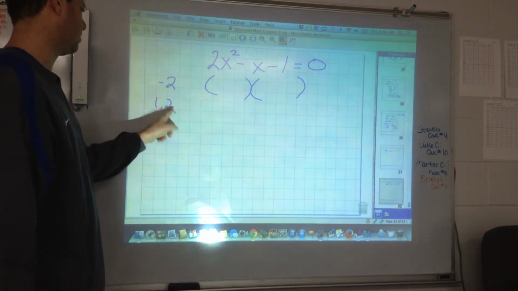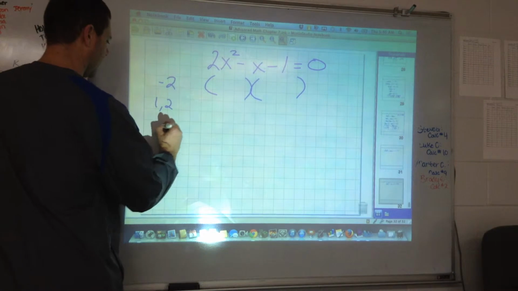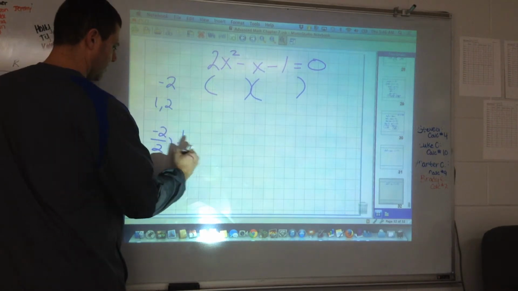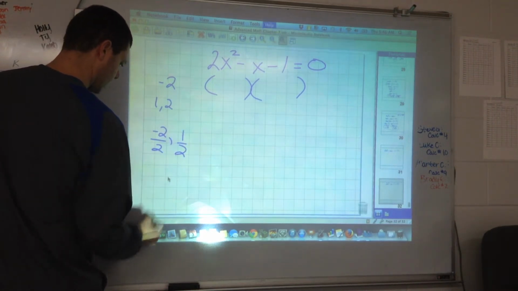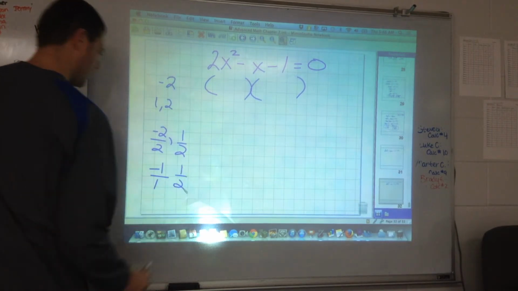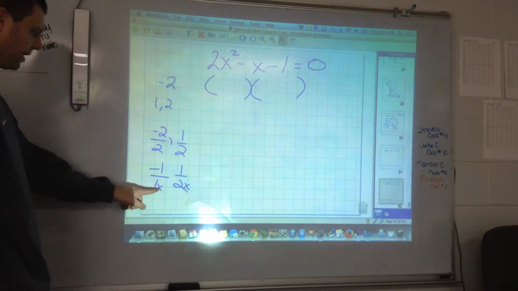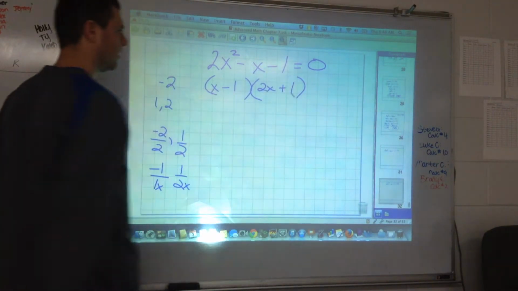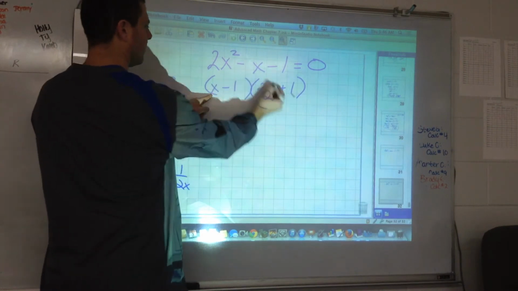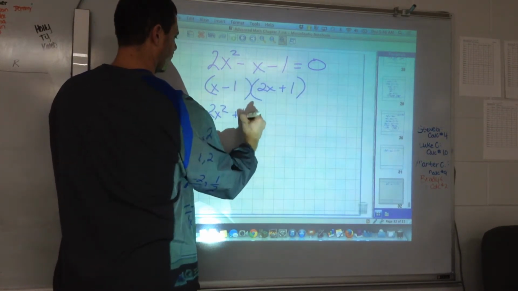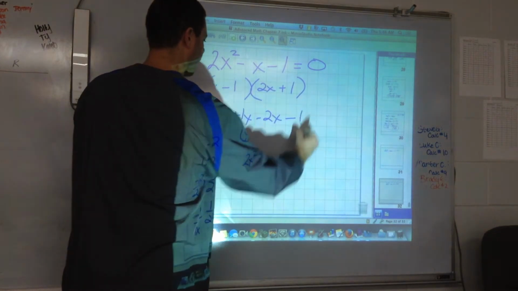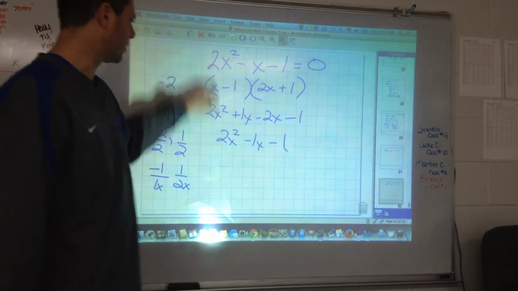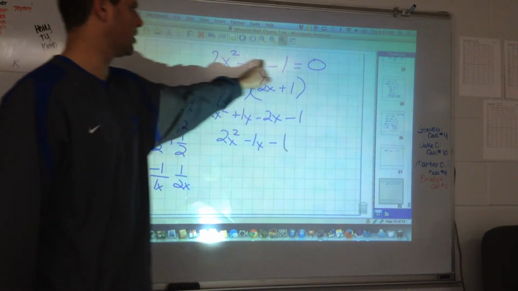Obviously the only things that multiply to 2 would be 1 and 2, but what makes it add to a -1 would be a -2 and a +1. Divide those by the a value and reduce. So your factors are x minus 1 and 2x plus 1. If you don't believe it, distribute it back out. That'd be 2x squared plus 1x minus 2x minus 1, 2x squared minus 1x minus 1. Okay? So same thing as what we started with. So here are your factors for this algebraic one.